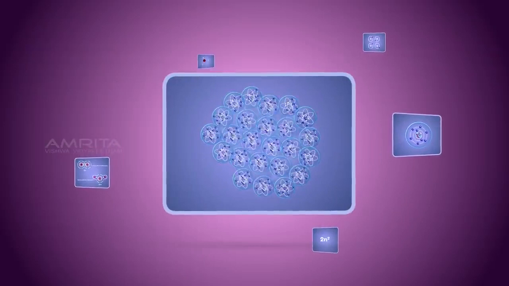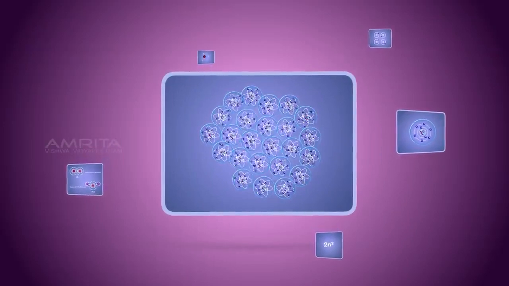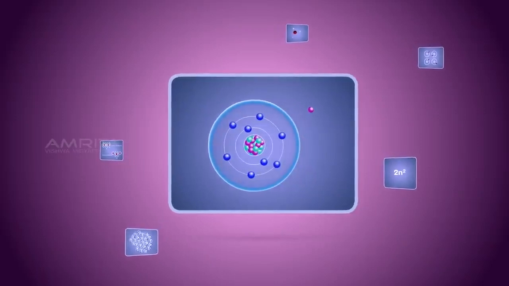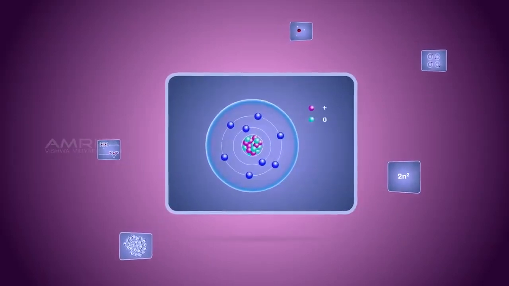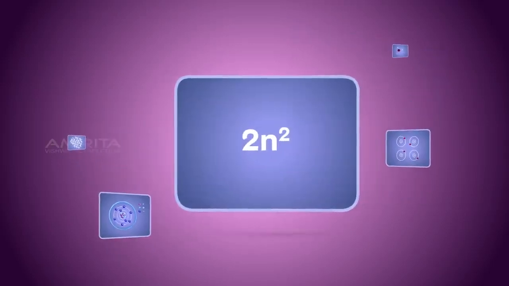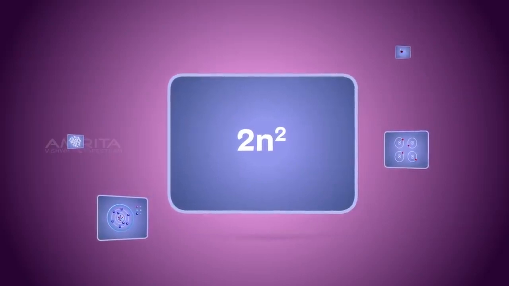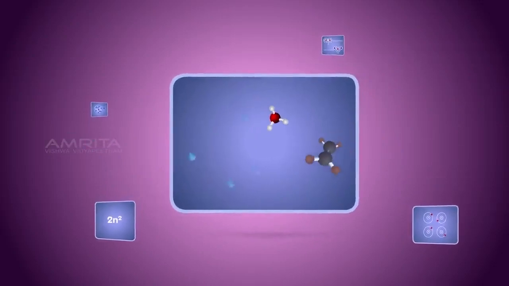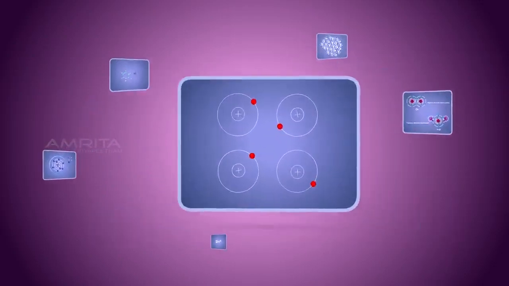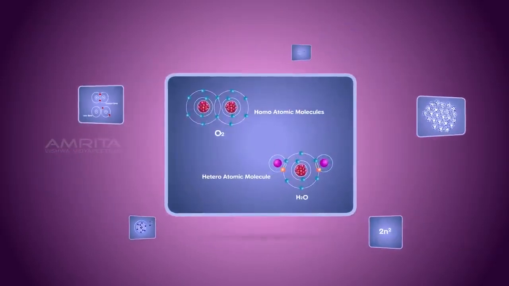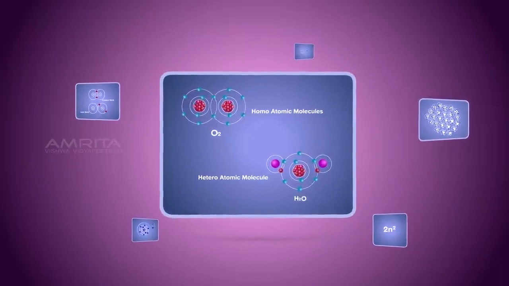Things to remember. Building blocks of matter that we see in the universe are atoms. Protons, neutrons and electrons constitute an atom. Protons have a positive charge, neutrons have no charge, and electrons are negatively charged. The maximum number of electrons present in a shell is given by the formula 2n². A molecule is a chemical bonding of two or more atoms. Bonds are classified as covalent and ionic. There are two types of molecules, homoatomic and heteroatomic.